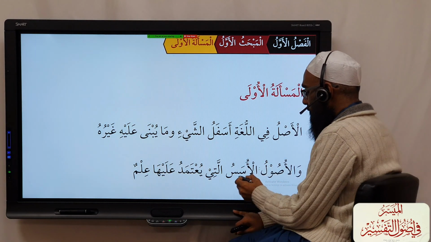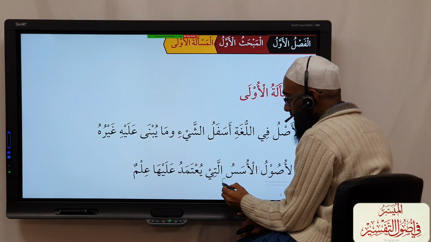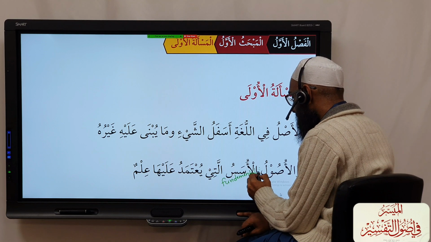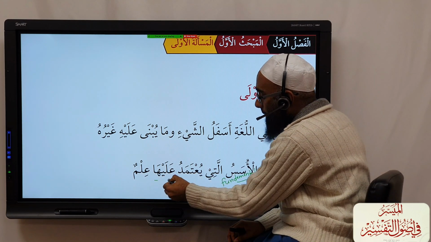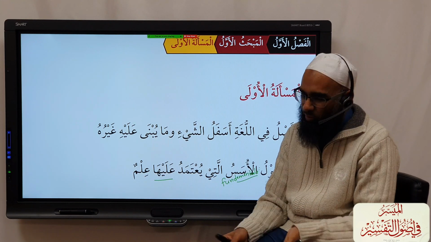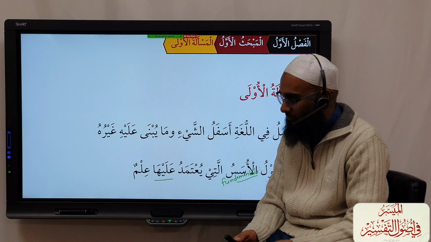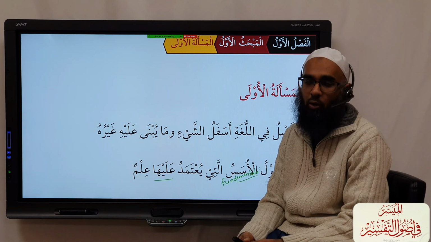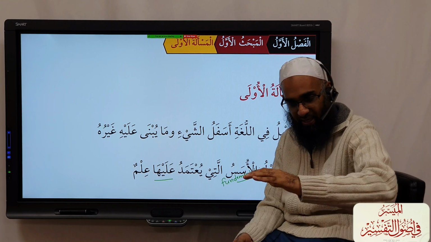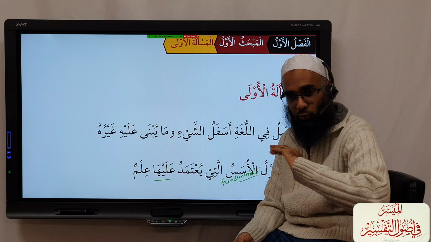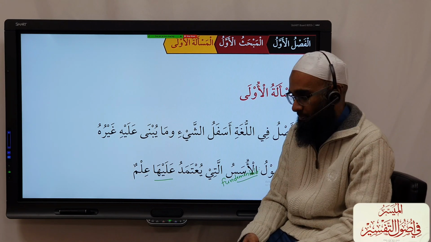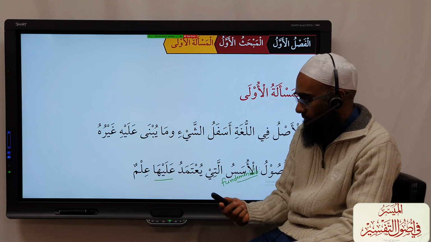So usul are those fundamentals. Usus are those fundamental rules alayha, upon which any science is based. So usul tafsir, usul hadith, usul fiqh. You don't call it usul al-nahw, you have qawaid al-nahw. But yeah, same thing. So now we know what usul means. Aslun is singular, usul is plural. Usul is the basic foundation, fundamentals. And in terms of academic field, it means the fundamental principles upon which a science is based. Okay? Understood?